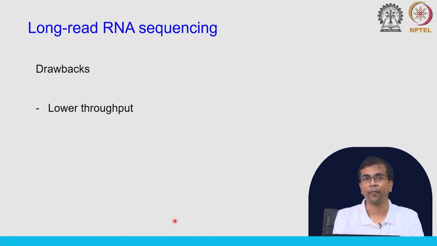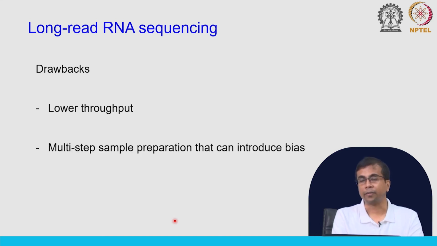What are the drawbacks then? So, one is of course the low throughput. They have lower throughput than the Illumina platform at this point, but of course, this might increase in future. And also we have multi-step sample preparation in this process also. If you are going for PacBio SMRT, you have to do the amplification again, and this can introduce bias.